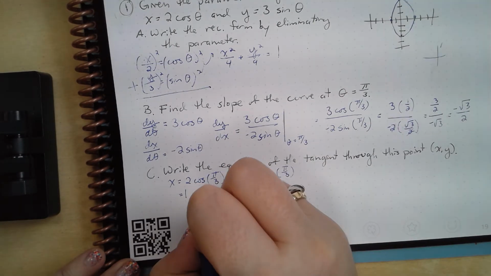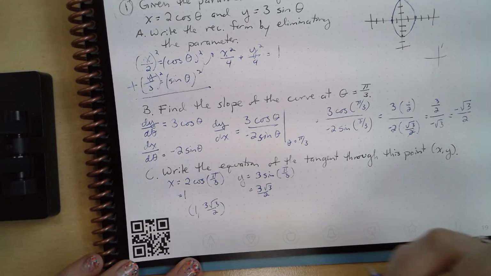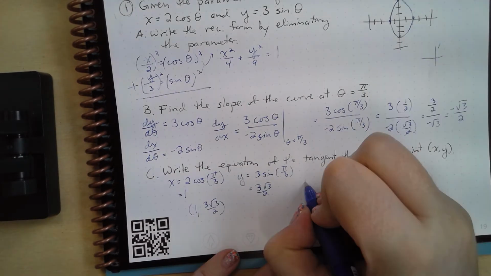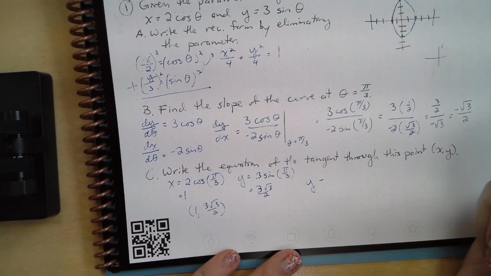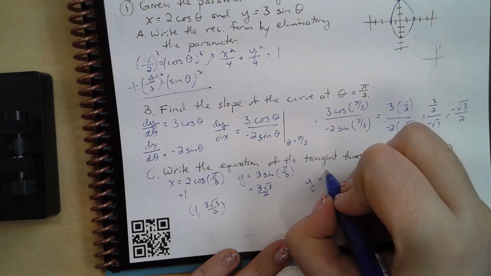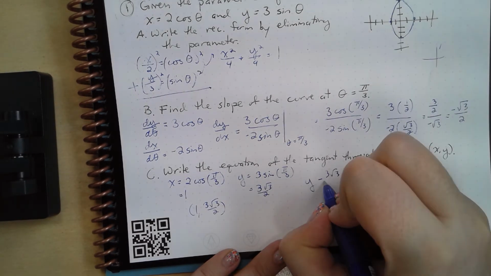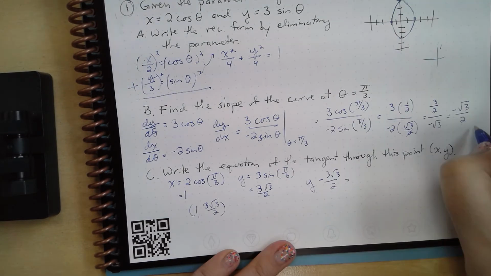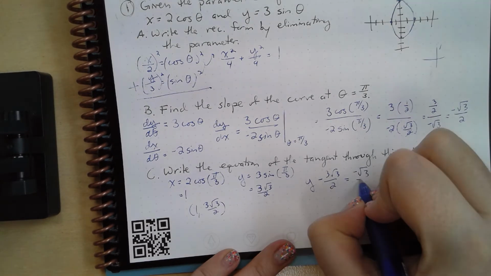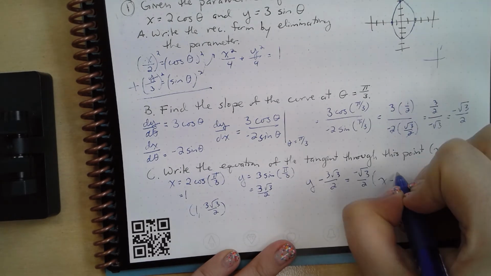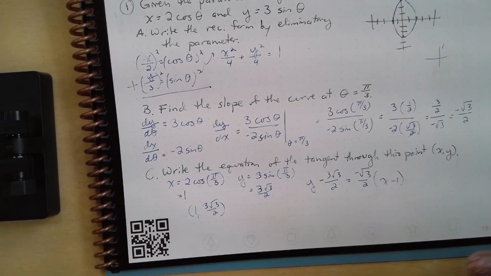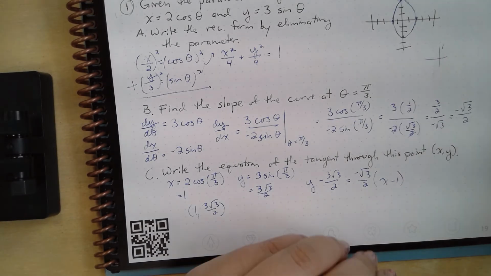Cool. Now I can write my equation. y minus 3 radical 3 over 2 is equal to m, which we already found, negative radical 3 over 2 times x minus 1. And I'm actually just going to stop here. I don't want to simplify anymore. I don't want to waste time with that. This is it. We did it. We wrote the equation of the tangent line through the point. All right, let's go through some more examples here.